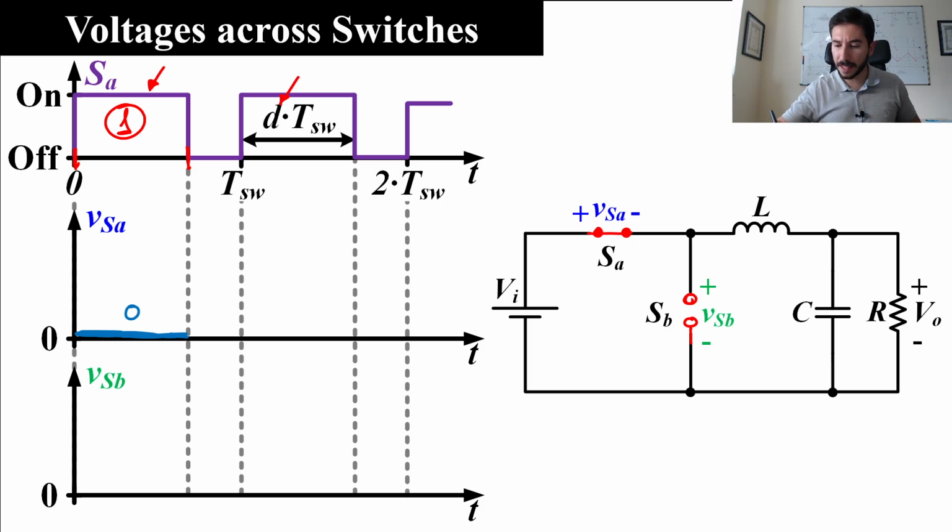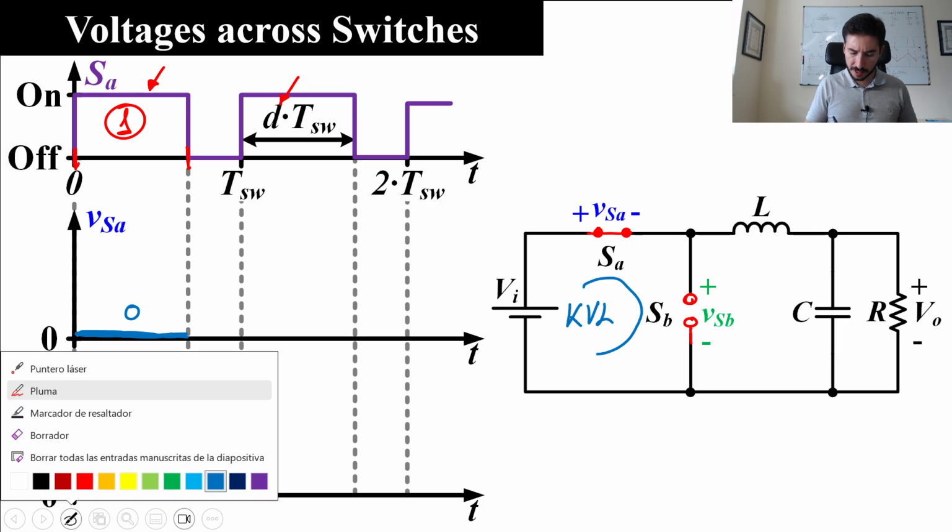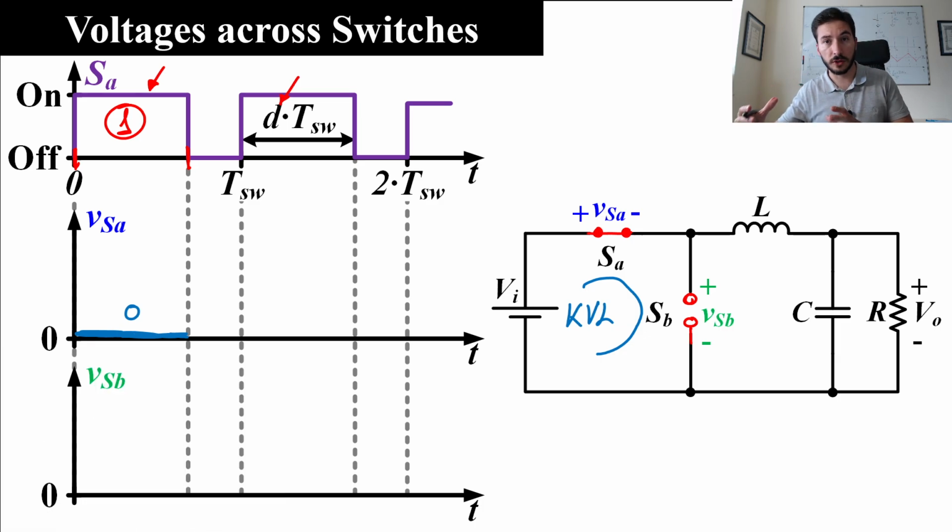Well, if you apply here in this mesh Kirchhoff voltage law, you will see that the voltage across switch B in state number 1 is the input voltage. So basically, during state 1, switch B blocks the input voltage. Okay, this level is VI, the input voltage.